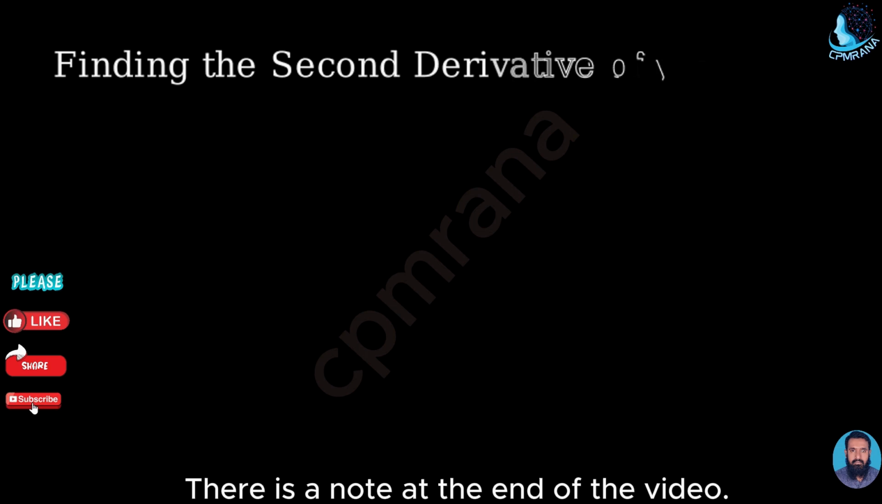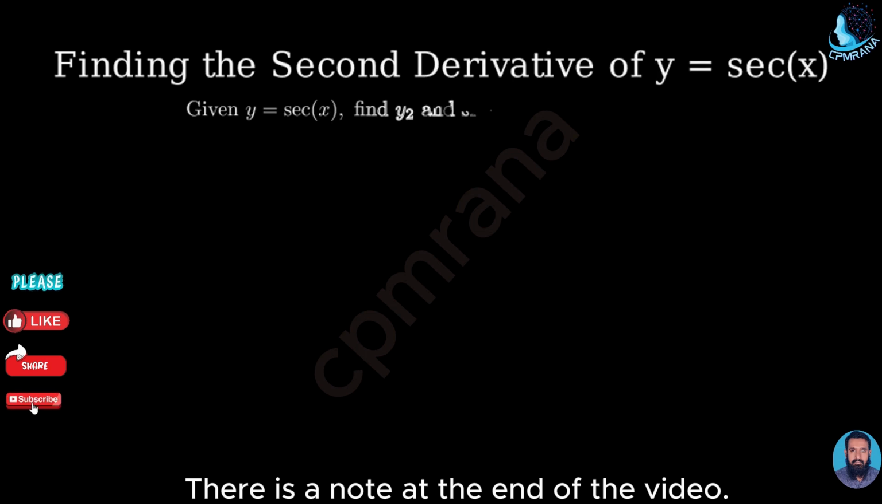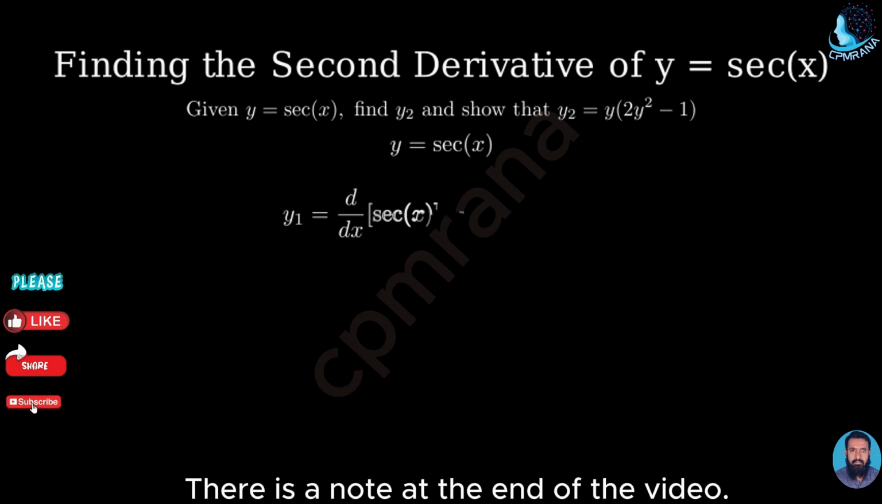Welcome! Today we'll solve a calculus problem involving successive differentiation of the secant function. Let's look at our question. Let's solve this step by step. We'll start by finding the first derivative. The derivative of secant x is secant x times tangent x. So y1 equals secant x tangent x.